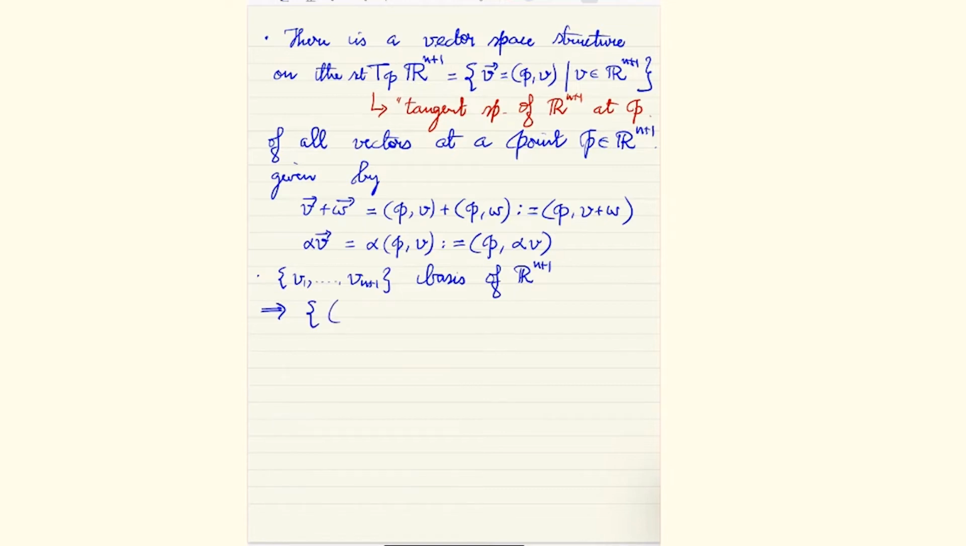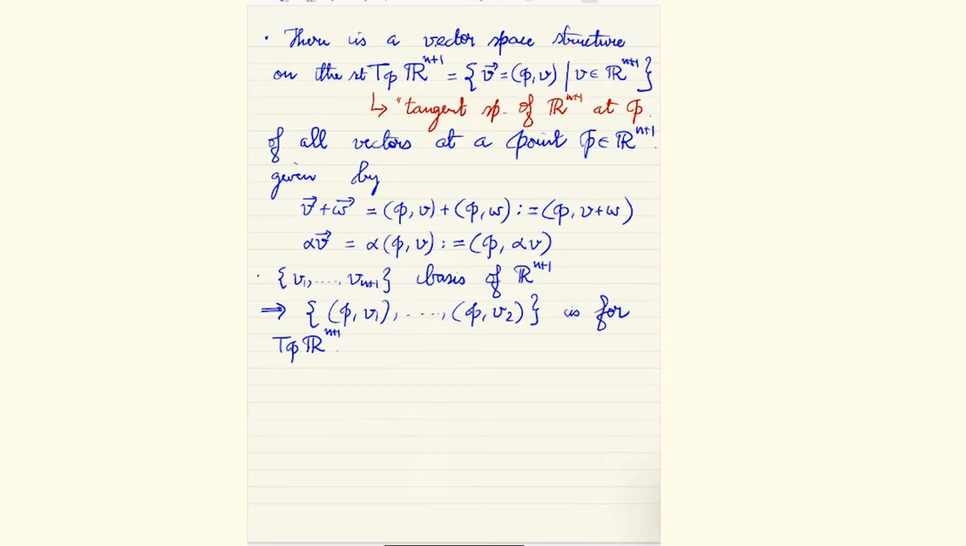You look at all pairs now, where the second coordinate is just the basis vectors that you started out with. So that's how vector addition here is defined, right? So this is a basis for the tangent space at P of Rn plus 1.